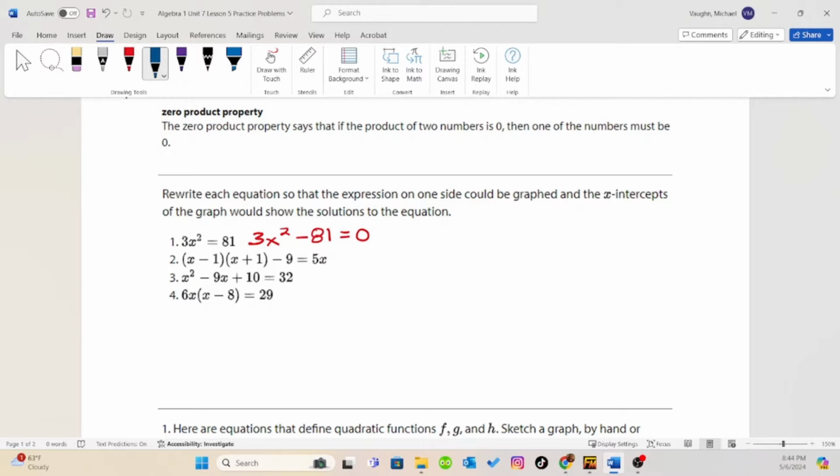Number 2, we have 5x on the right, and we need to move that to the left side so that it equals 0. So the opposite of positive 5x is negative 5x. So this is going to become x minus 1 times x plus 1 minus 9 minus 5x.